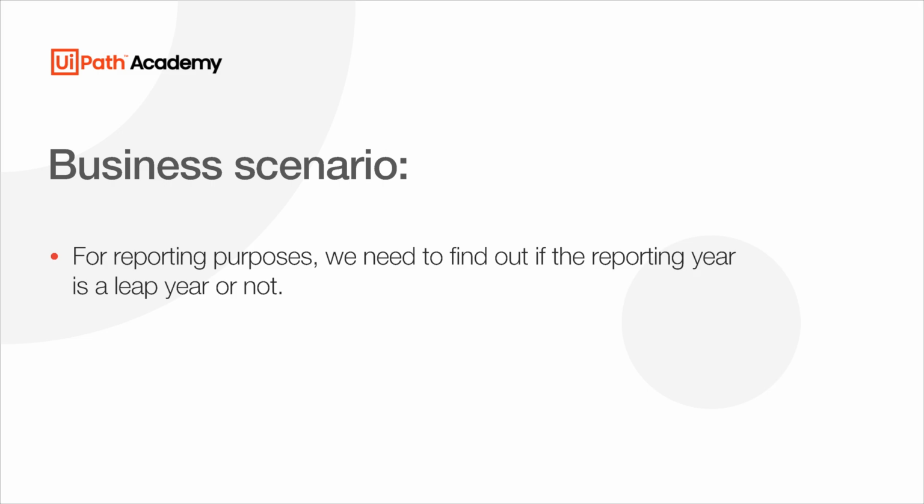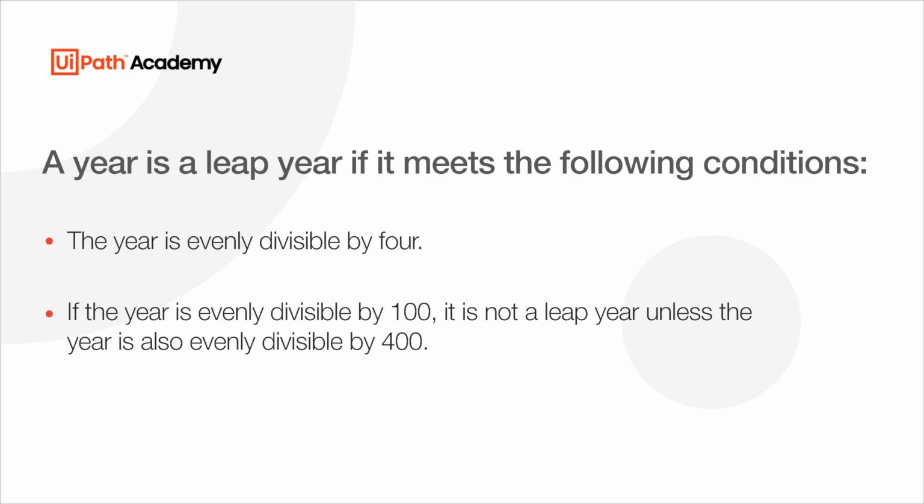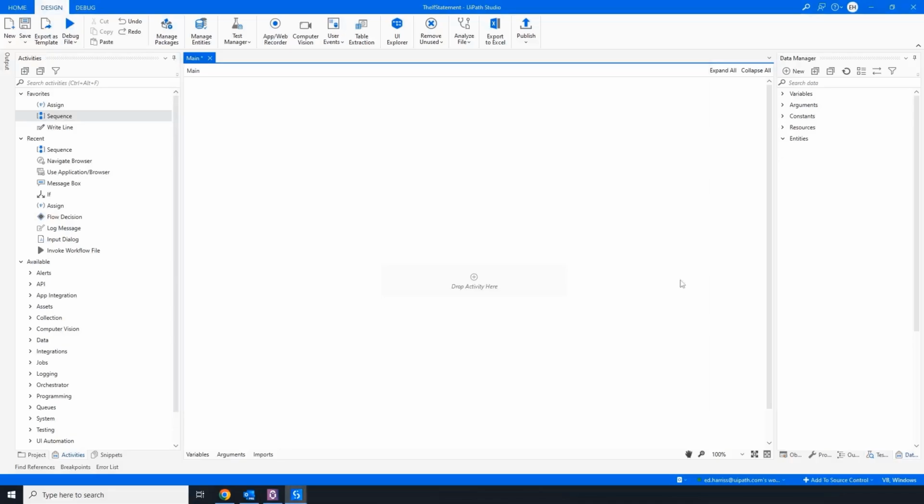For this demonstration, consider the following business scenario. For reporting purposes, we need to find out if the reporting year is a leap year or not. Let's start with the logic. A year is a leap year if it meets the following conditions. The year is evenly divisible by 4. If the year is evenly divisible by 100, it is not a leap year unless the year is also evenly divisible by 400.